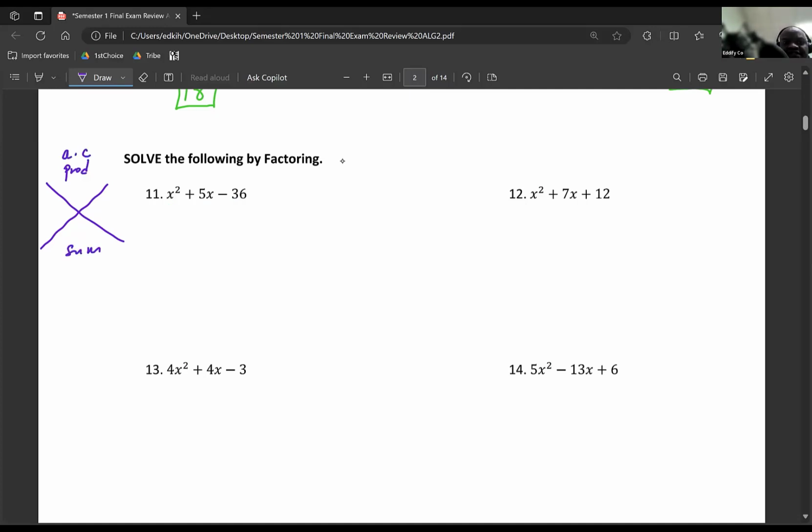Product is the A value times the C value. Sum is the B value. Remember, A is the number attached here at the very front, and C is the constant, just the number there. So in our case, A is 1, B is 5, C is negative 36. So the product for us will be negative 36 because 1 times negative 36, and our sum is 5. Now the question that we ask ourselves is this: which two numbers do we multiply together to get negative 36? And then when we add them together, we get a positive 5.